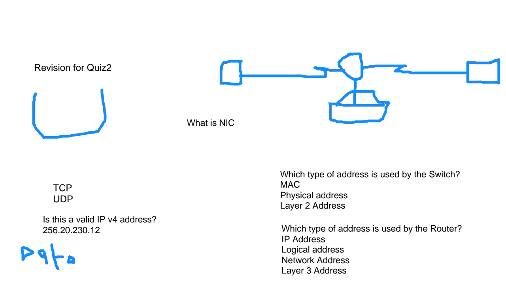Which type of address is used in the internet layer? IP, or physical or logical address? Here, MAC. Correct? Good.